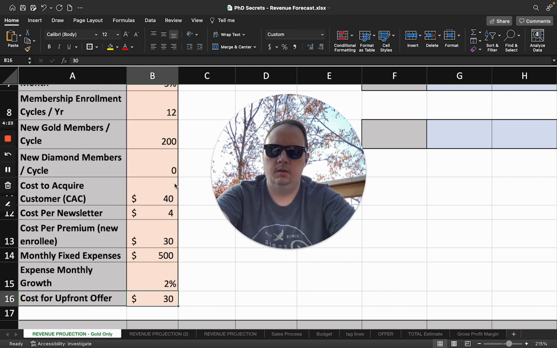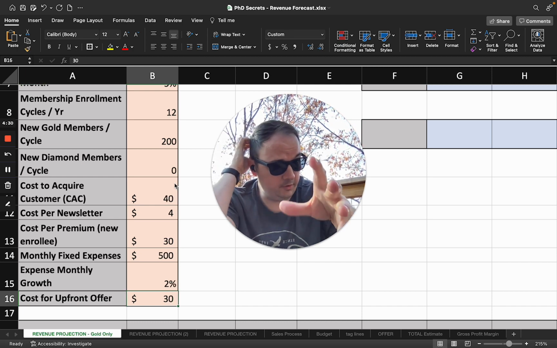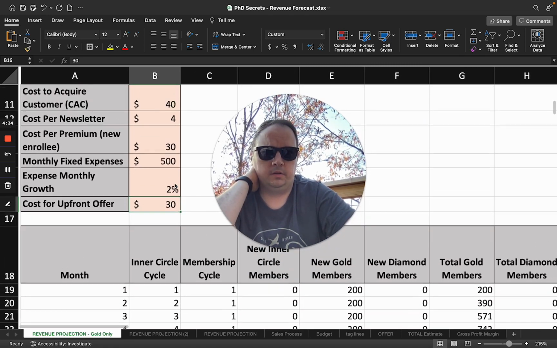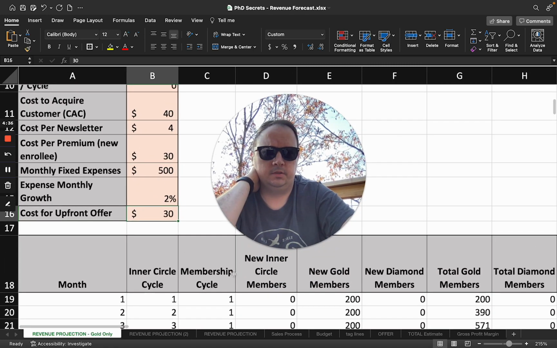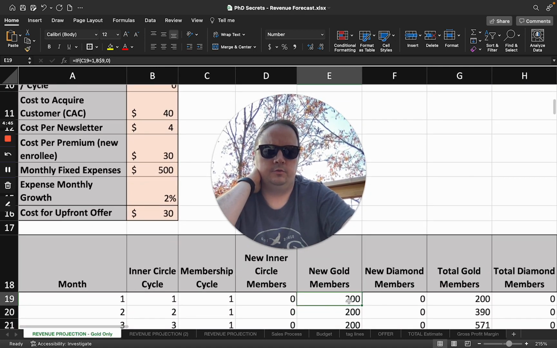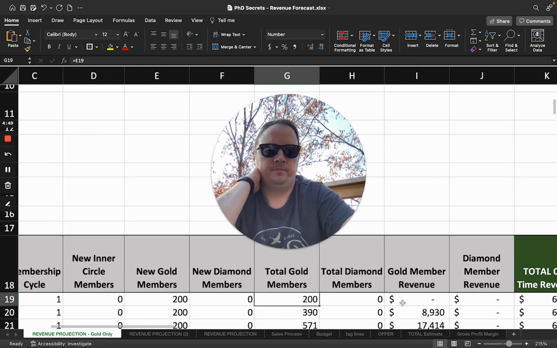And then here's what I added. The cost for the upfront offer is $30. This is what I'm planning to charge people on that funnel that I've been showing you overall. And so what it calculates now in the bottom section is, for every month, you get a certain number of gold members, which is accounted for in my inputs up here. So I got 200 new gold members, so the total is 200.